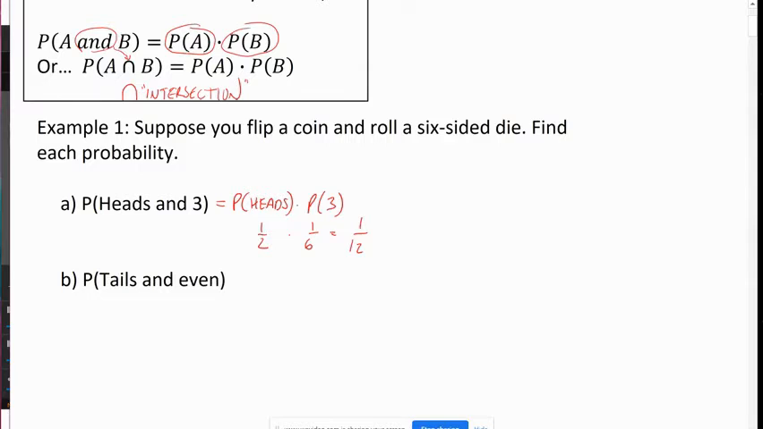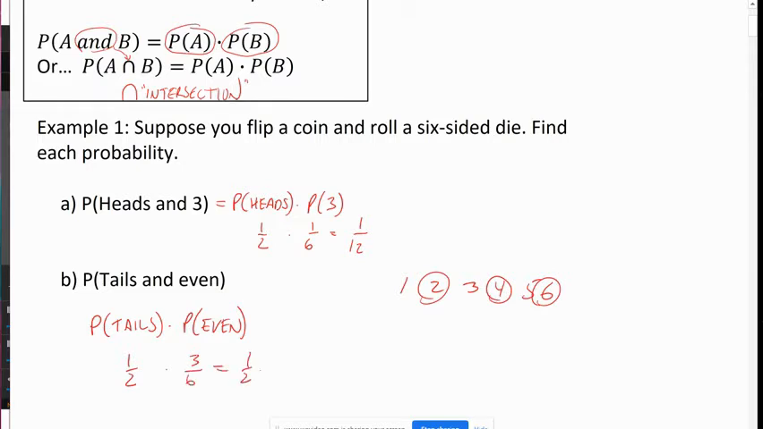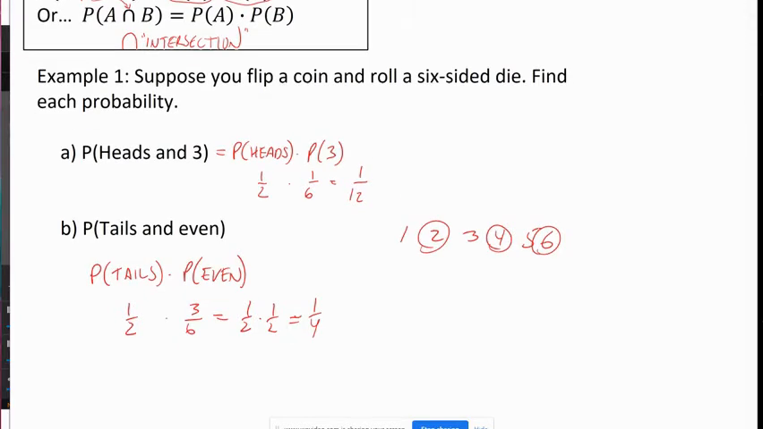The probability of getting tails and an even number, again, those are independent events. So we'd have the probability of tails times the probability of getting an even number on the die. Probability of getting tails is 1/2 on the coin, and the probability of getting an even number, 1, 2, 3, 4, 5, and 6. 2, 4, and 6 are even numbers, so 3 out of the 6 are even. That's the same as 1/2 times 1/2, which is 1/4. So the probability of getting tails and an even number is 1/4.